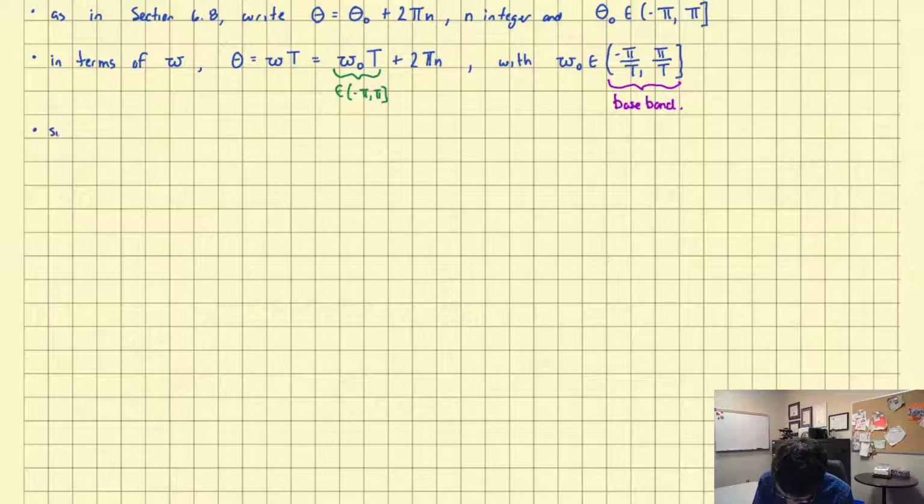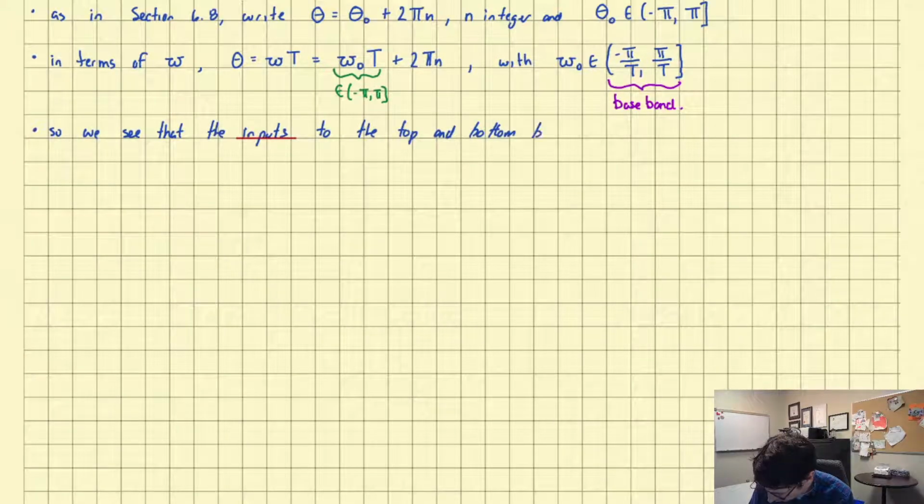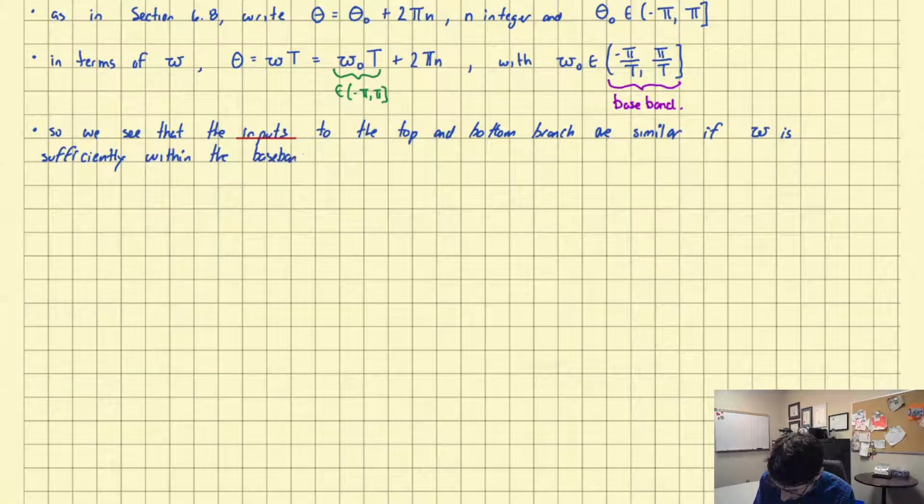And so we see that the inputs, forget about the response, that the inputs themselves to the top and bottom branch are similar if omega is in the baseband. In particular, is sufficiently within the baseband. Right? In other words, omega equals omega naught. There isn't this extra bit. Right? So the inputs themselves will be similar, and if the inputs are similar, then we would expect the responses to be similar, and that is the case.